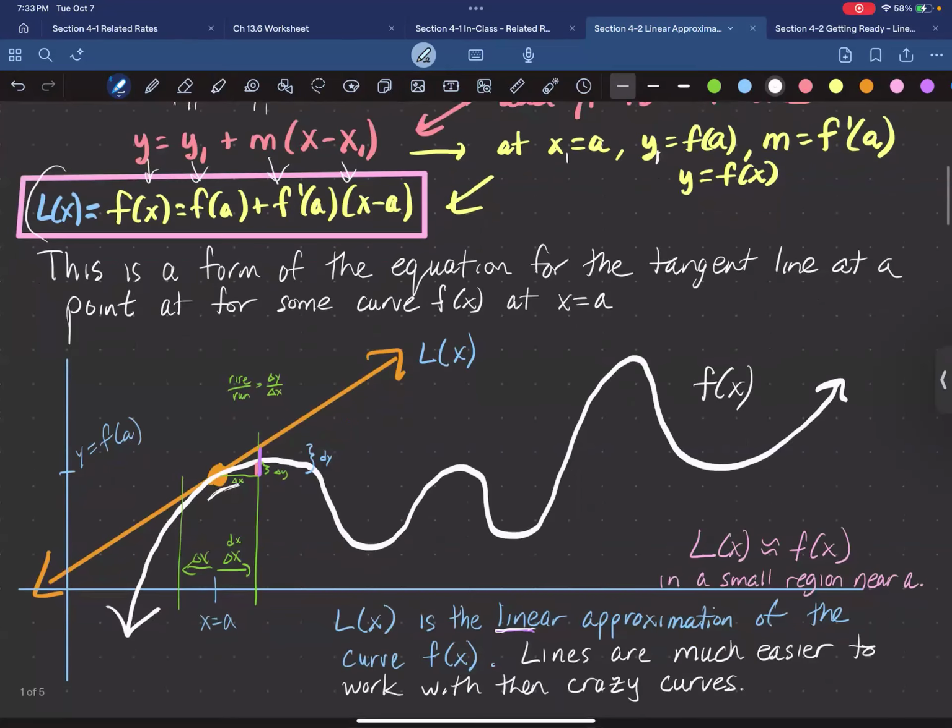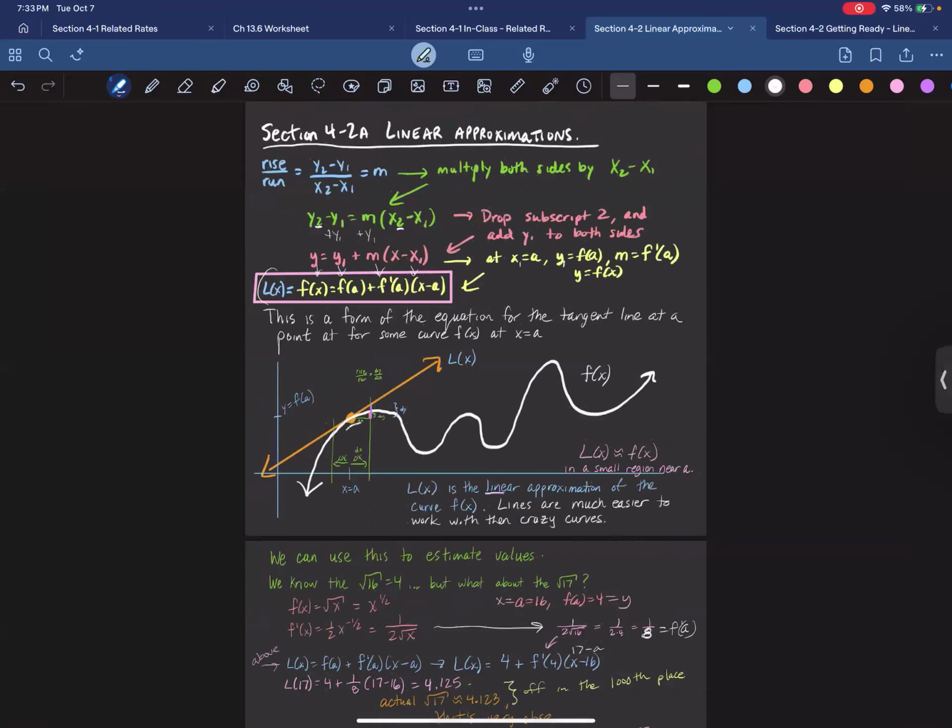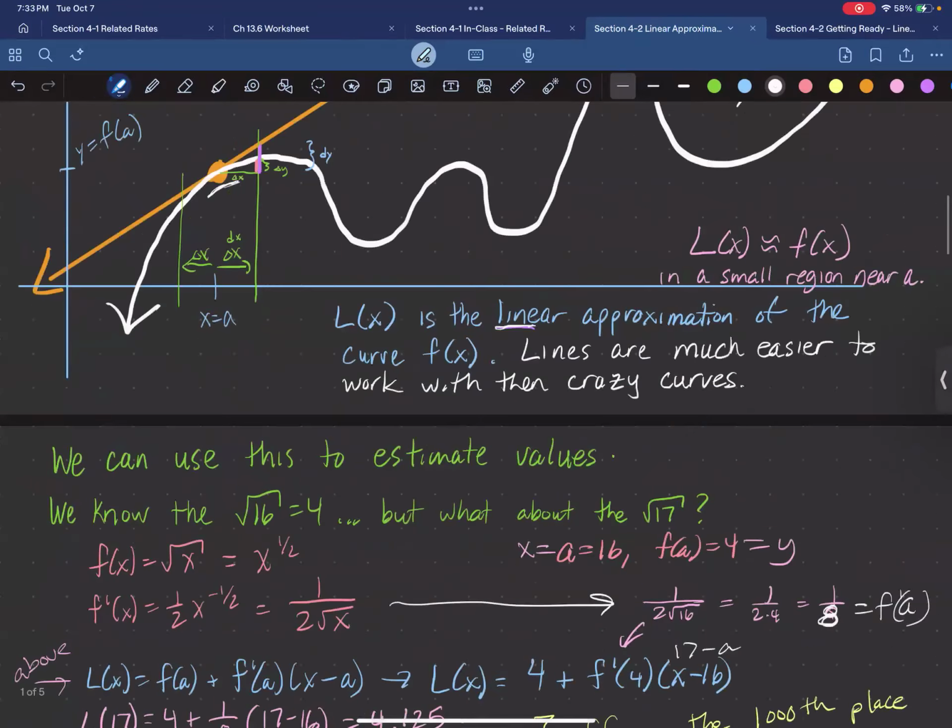And getting values on a line, the calculations are much easier to do. You can do them by hand. Whereas if you're doing stuff with crazy curves, the math can get horrendous. So that's what we're looking at here. I don't know why I zoomed so far out.